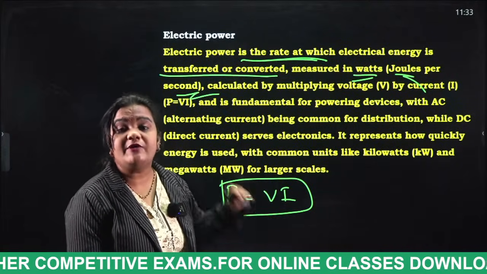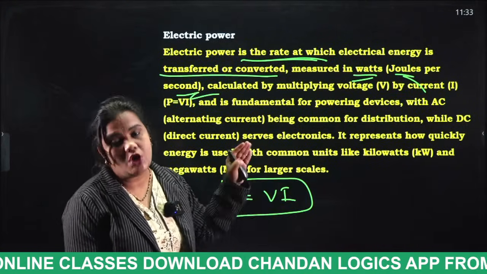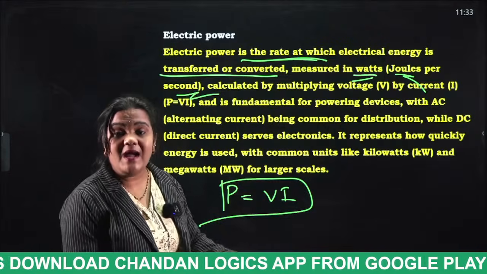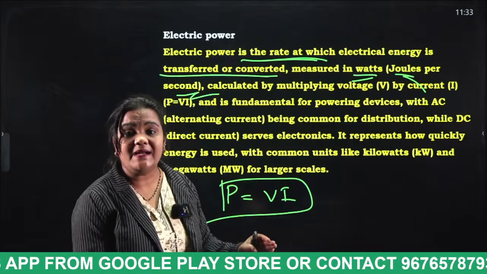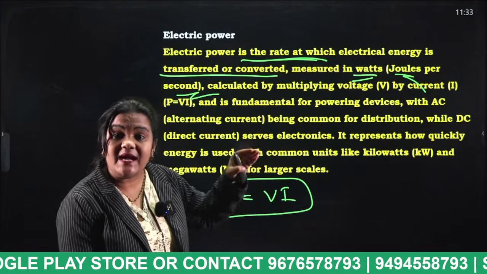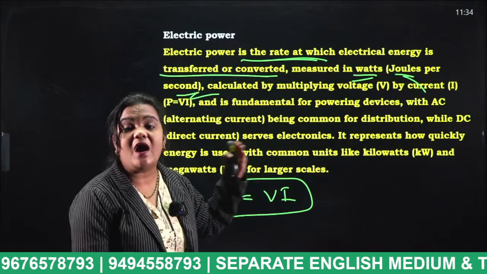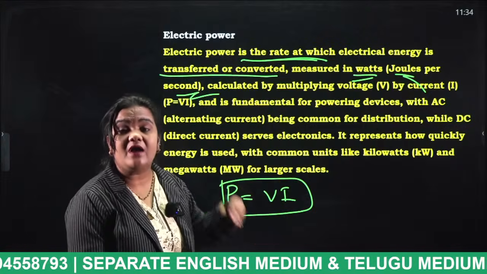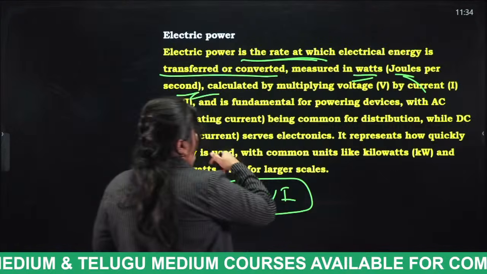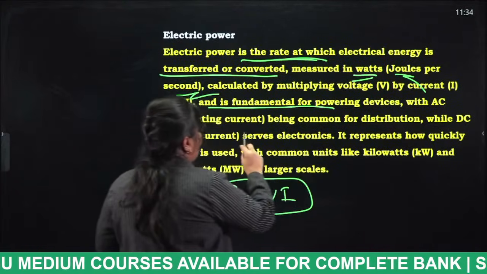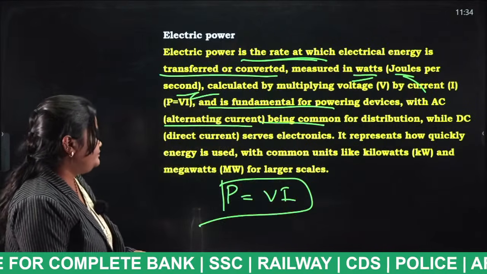Okay, so mostly you will get questions on units only. What is the unit of electric power, students? Watts or joules per second. And what is the formula? P, electric power, is equal to voltage into current. Nothing but the rate of electric energy transferred or converted is considered as electric power. Okay. It is fundamental for powering devices, with AC alternating current being common for distribution. Next.